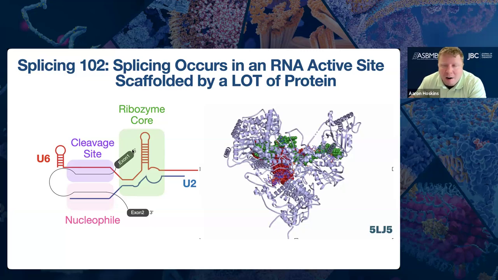All of this RNA is going to be scaffolded by a lot of proteins. And here's a protein called PRP8, which I'll talk about in a second, that you can see kind of surrounding the RNA components.